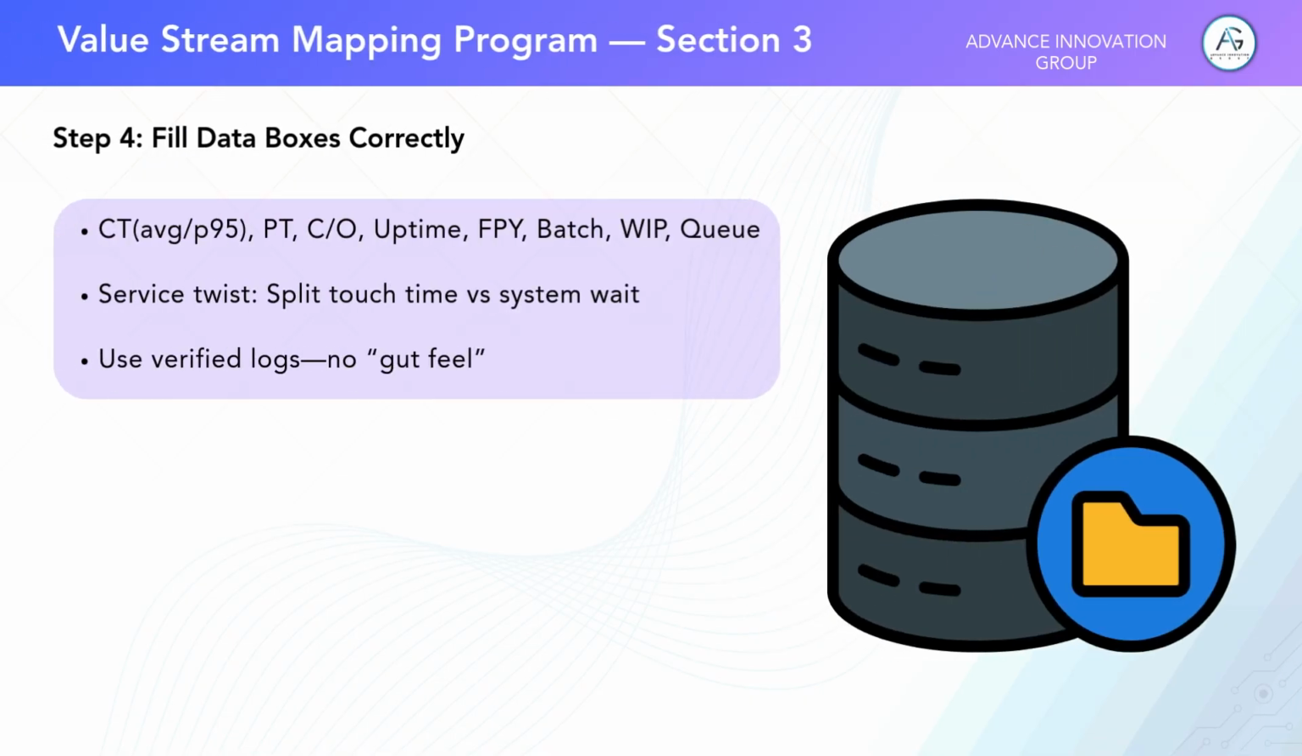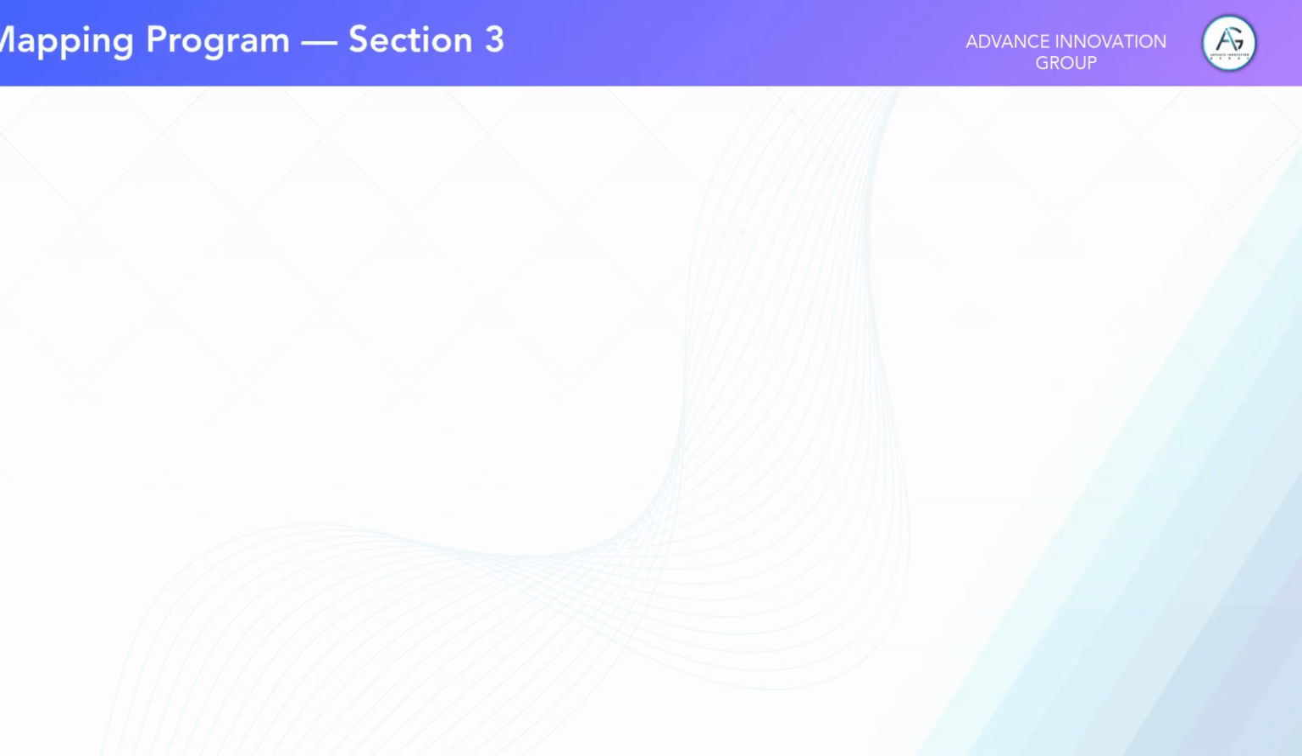Step 4 is to fill the data boxes accurately. Include all key metrics like cycle time average and P95, process time, changeover time, uptime, first pass yield, batch size, VIP, and queue time. In service processes, separate touch time, active work, from system wait time for better visibility. And always use verified logs or actual data. Avoid assumptions or gut feeling, as accuracy here drives the credibility of the value stream map.